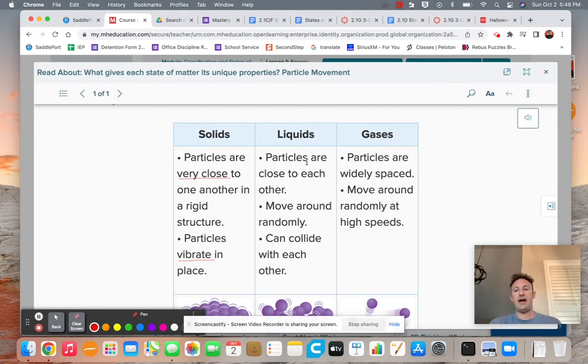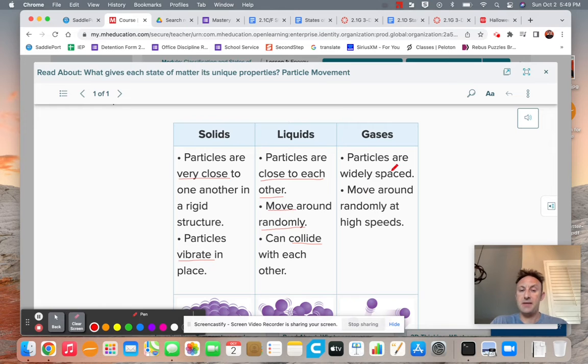For liquids, now liquids move around a little bit more. Their particles are close to each other, not very close, but close. They move randomly. As far as their motion, they can collide with each other, and that's how it's easier to pour liquid from one container to another, or pour your drink from your cup into your mouth.